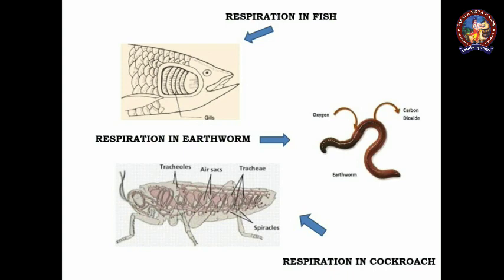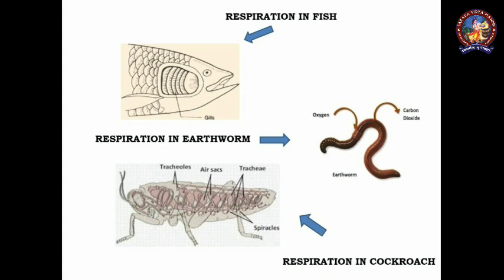Talking about breathing and respiration in different animals, let's begin with fish. Fish breathe through their gills, but earthworms breathe through their skin. But how is respiration carried on? They absorb the oxygen needed for respiration through their thin and moist skin.